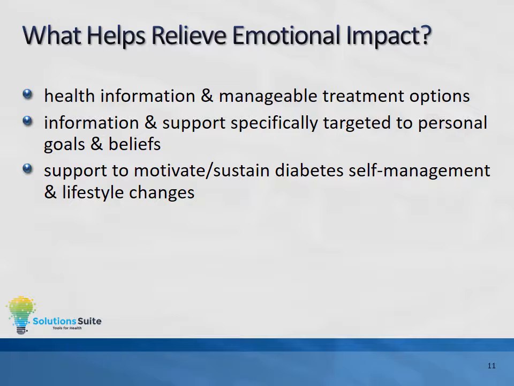There are things that help people manage the emotional impact of living with diabetes. One is to have knowledge about the condition, as well as treatment options that they can manage. Another is to have information and support that is specifically targeted to their own personal beliefs and life goals. Another is to have social support that helps motivate people to manage their diabetes and make lifestyle changes that lead to better health and feelings of well-being.